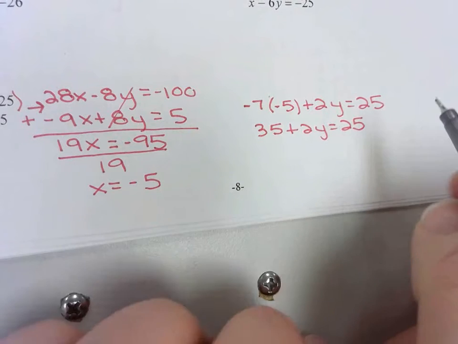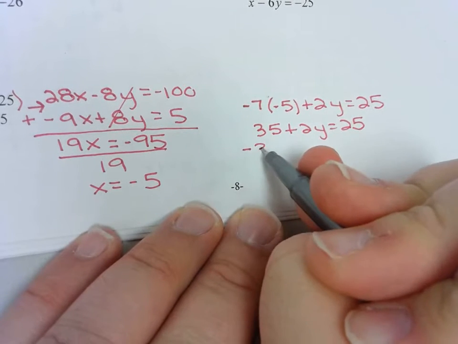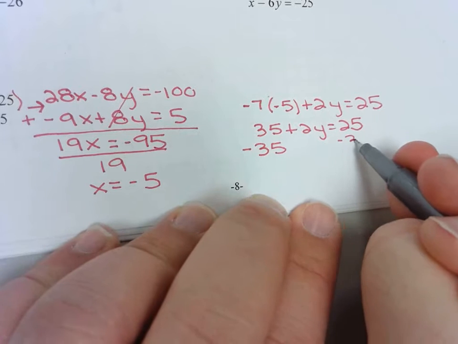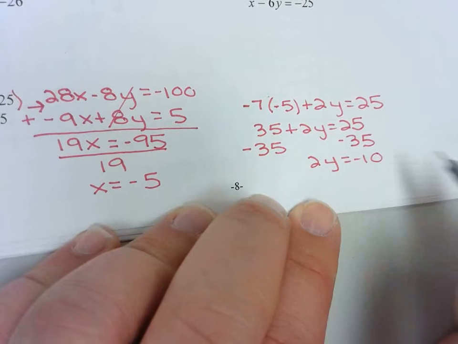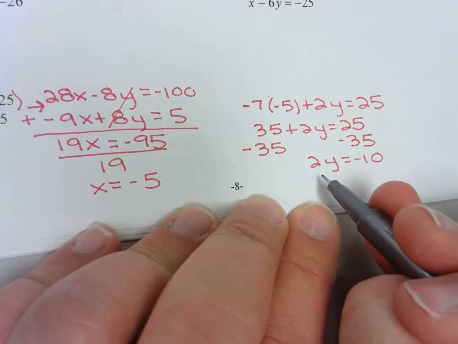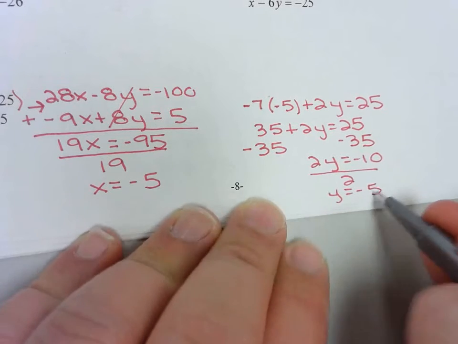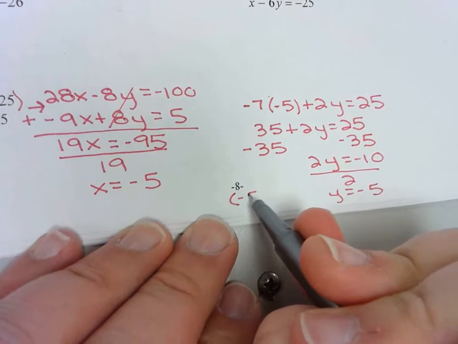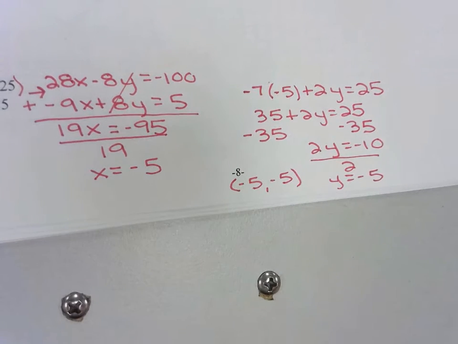Now solve that equation for y. So I need to do what? Minus 35, minus 35: 2y equals negative 10. So y equals negative 5, and my ordered pair is negative 5, comma, negative 5. For a system, we always need an x and y value. The ordered pair is the answer. Okay, any questions on that?